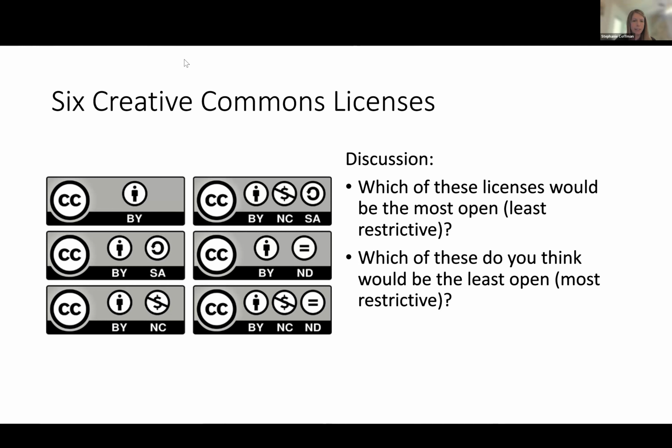So I want to pause here and just take a minute to take in all 6 of these and what they would imply when you add these elements to them. And so my first question is, which of these licenses do you guys think would be the most open or the least restrictive to the person who's trying to use this downstream in their classroom? You can write in the chat or you can unmute yourself.